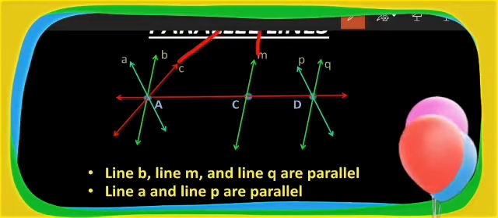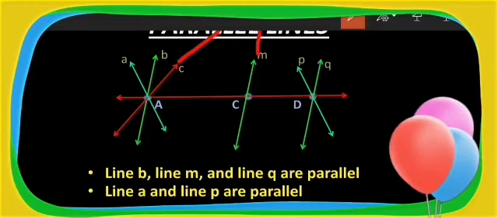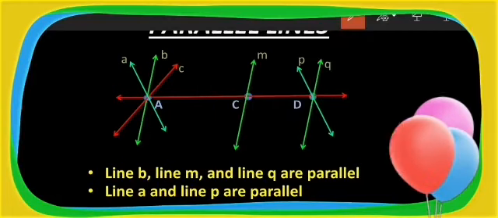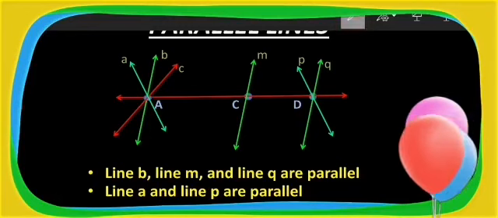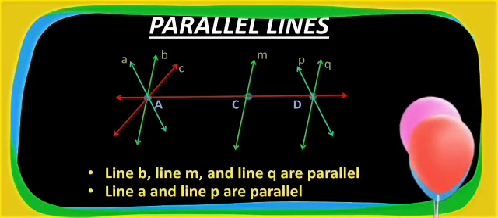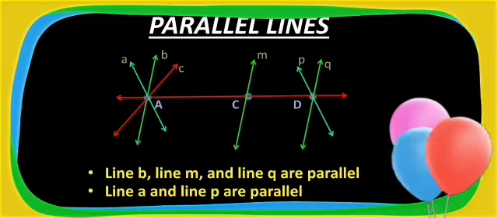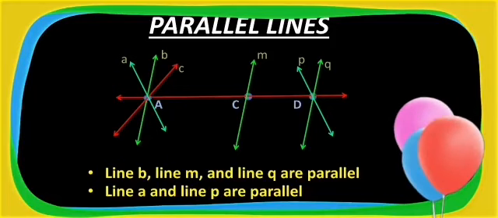Correct? So we have to consider this part also, and that is why each time I informed you, even after increasing them, don't forget that part. So presently, even after increasing line B, M, and Q, they will not intersect. Same goes for line A and P, and this gives them a special feature to be a parallel line.